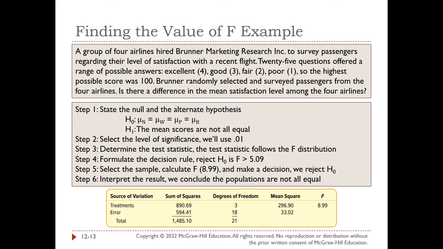Again, since we're only looking for difference, when we want to do our test, we're looking at null, that the means for each of the 4 are equal. And of course, our alternative is the opposite, that they are not all equal. Now, some could be, but right now, we are testing to make sure all 4 are equal. Step 2, we're going to select the level of significance. We're going to use 0.01. Step 3, we're going to determine the test statistic. The test statistic follows the F distribution.